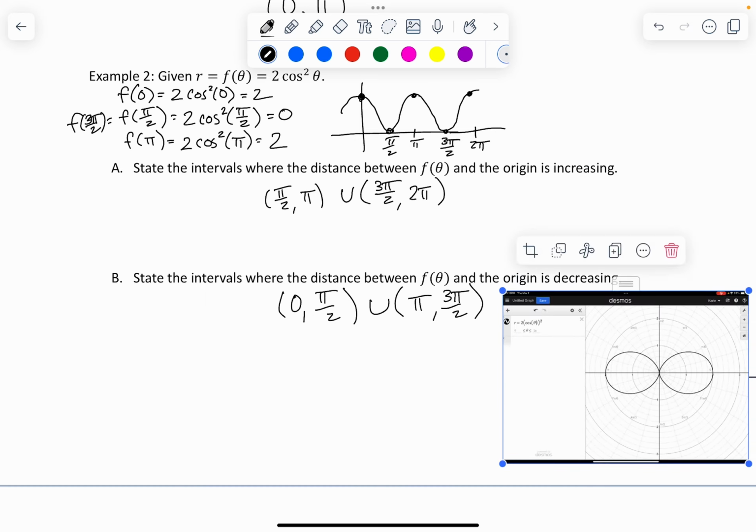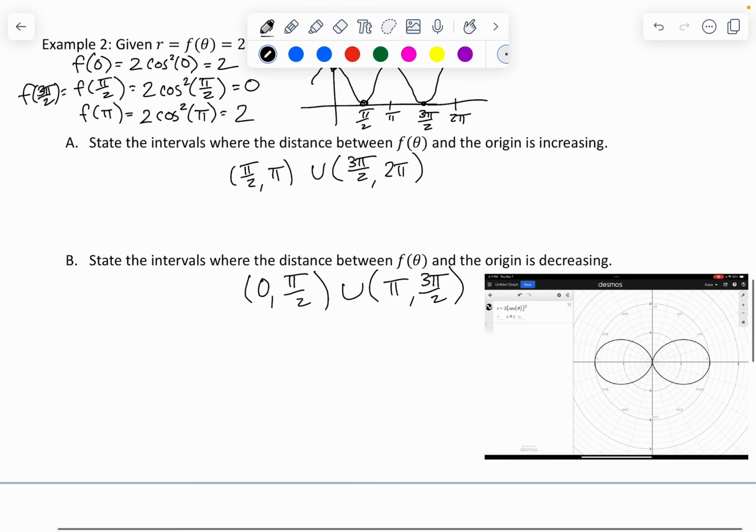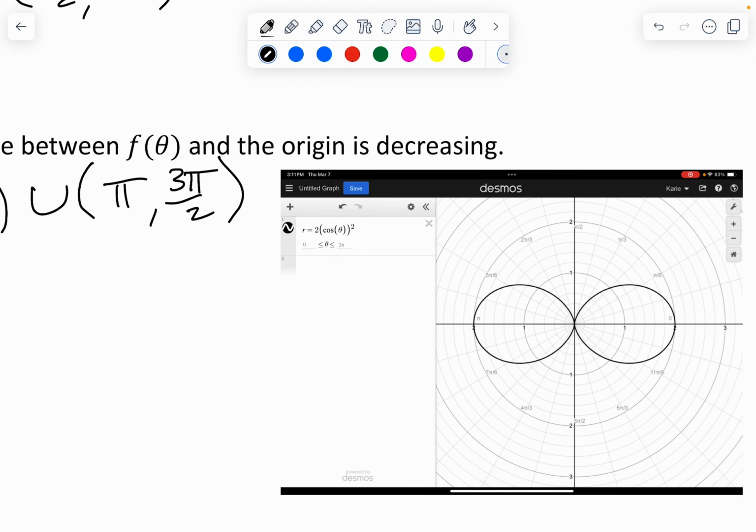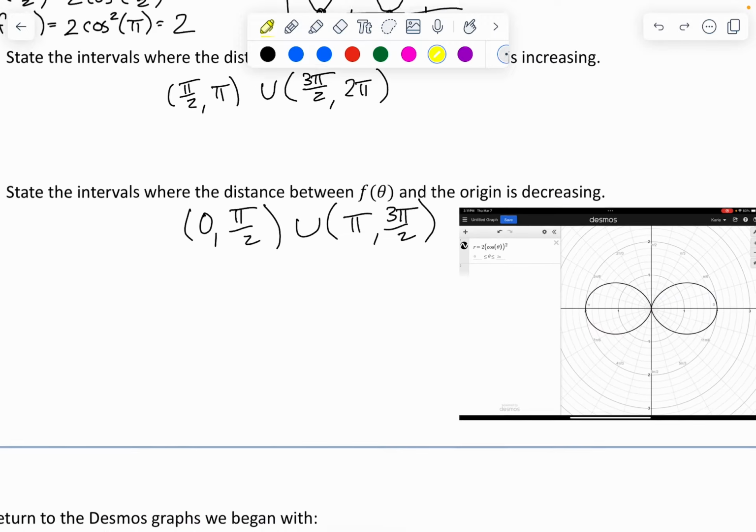Okay, so we're looking at something like that. The distance from the origin was increasing when I went from pi over 2 to pi. We got farther and farther away. It's also increasing when I go from 3 pi over 2 to 2 pi. Then it was decreasing from 0 to pi over 2, and then getting farther away from pi to 3 pi over 2. I think. I've never taught this before, you guys.